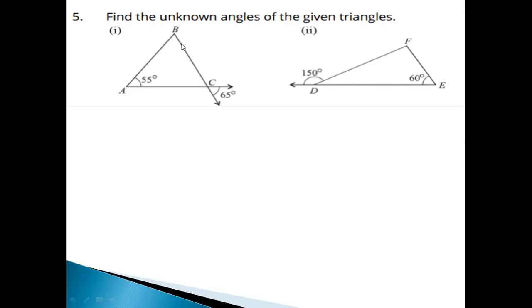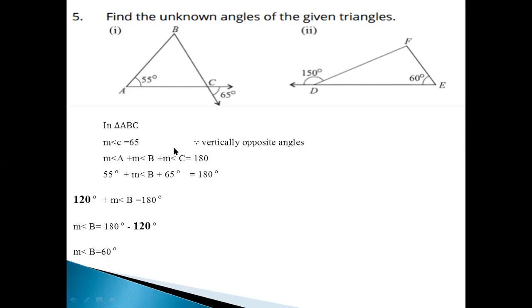And you know, the sum of the interior angles of a triangle is 180 degrees. So 55 plus 65 plus B will be equal to 180 degrees. In triangle ABC, angle C is equal to 65 degrees. Reason: vertically opposite angles. Now angle A plus angle B plus angle C is equal to 180 degrees. Sum of the interior angles of a triangle is 180 degrees. You have to memorize this, and you already did this in the previous class, class 6.